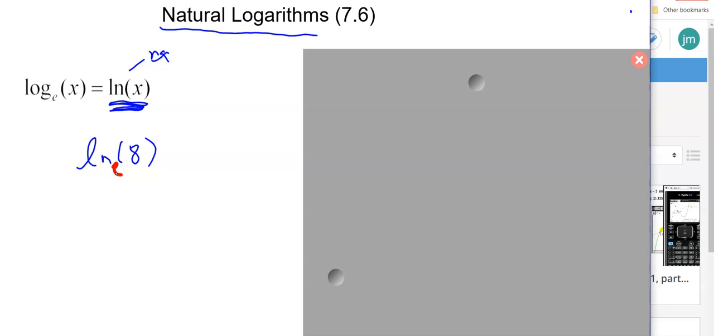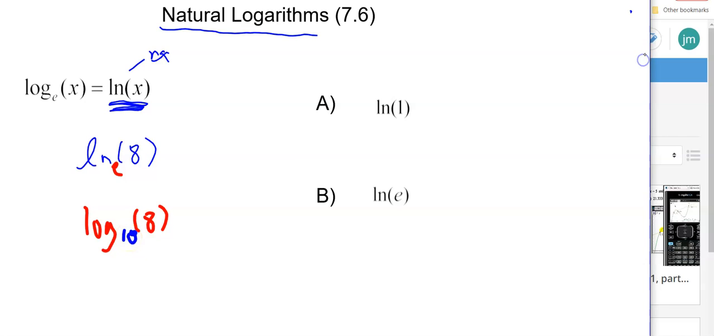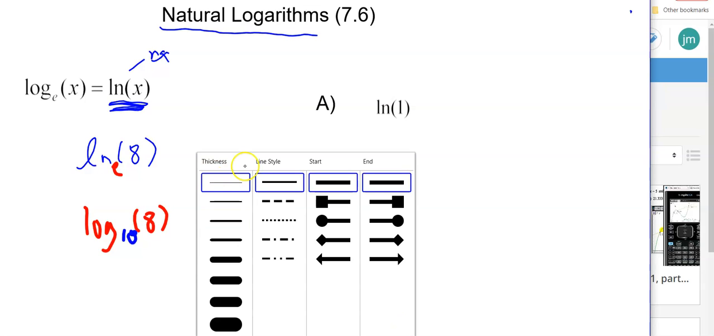It's understood, kind of like when I write log of 8, the base is understood to be 10. So if it's a regular log, the base is 10 if there's no base written. If it's a natural log, the base is e. And these are the two most common logs. Calculators used to only be able to handle base e, natural logs, or base 10, common logarithms.